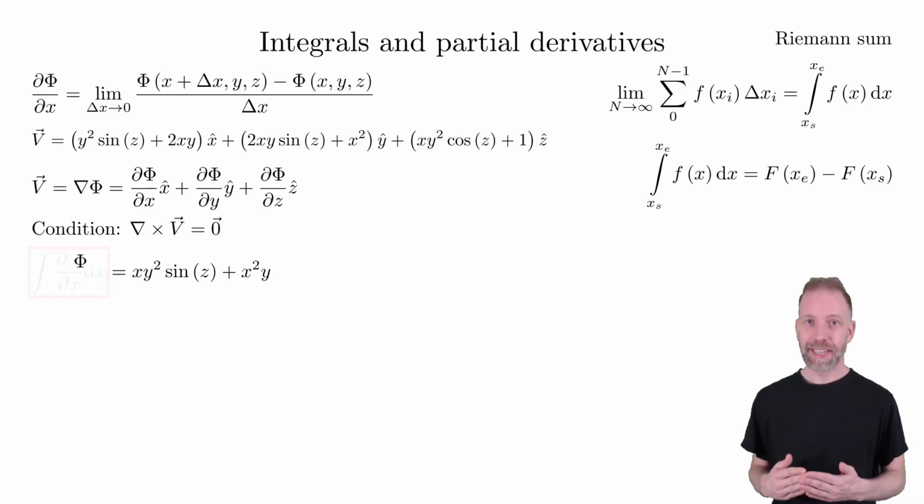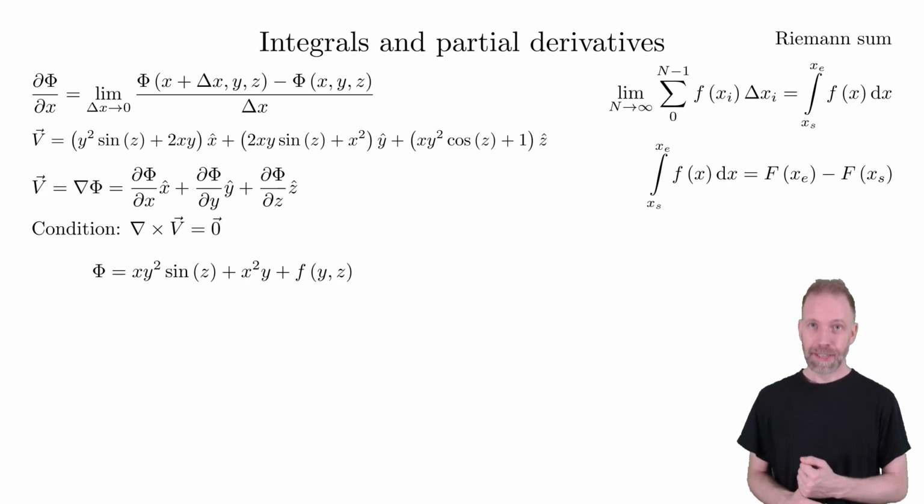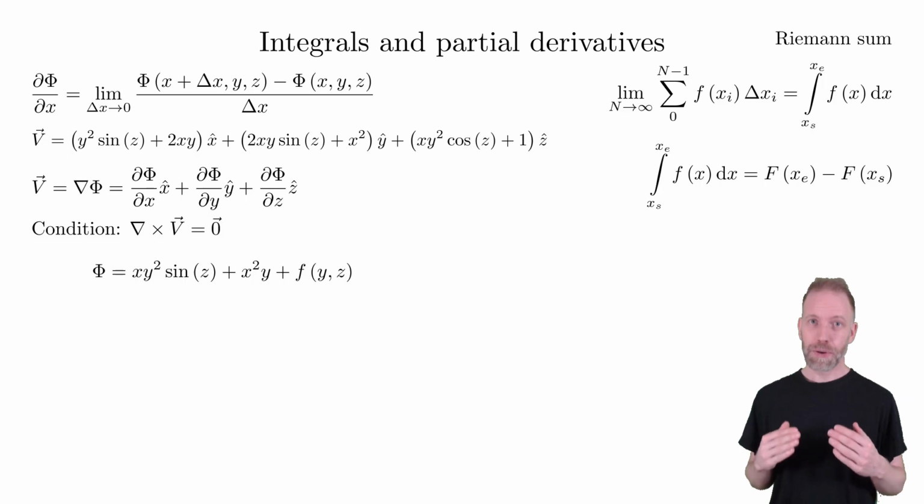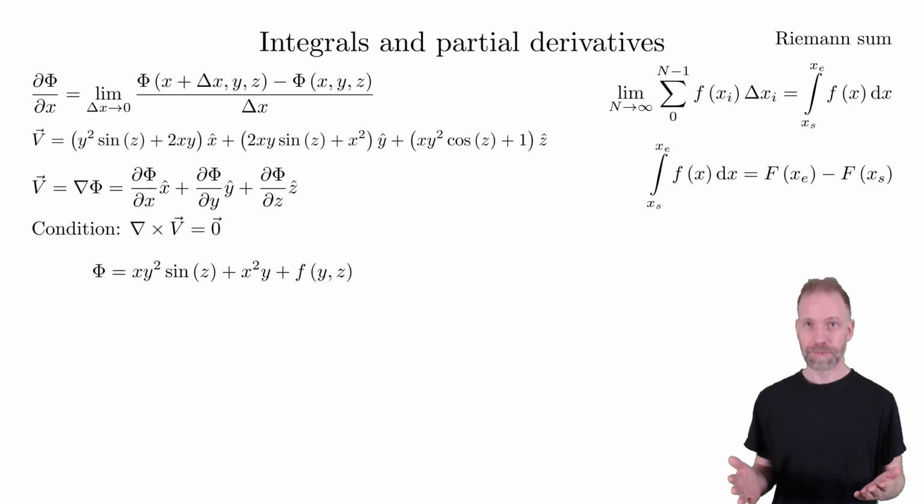As it's a final integral, we need to add the integration constant though. However, this time it's not really a constant, as the partial derivative with respect to x considers both y and z as constants. Any function of y and z would be removed by the partial derivative. Hence, the integration constant is the function f of y and z.